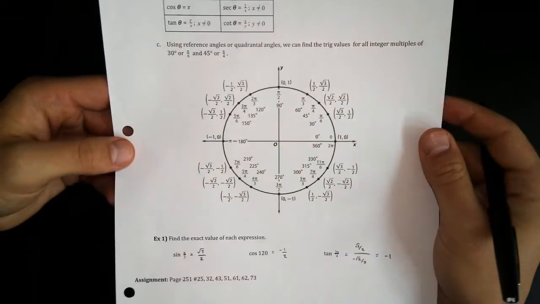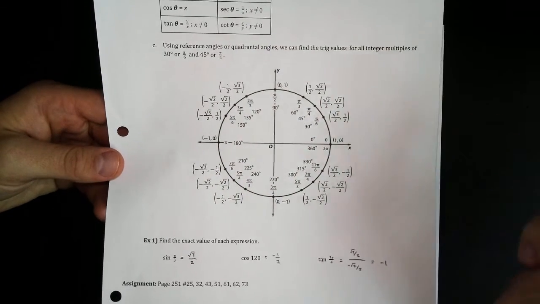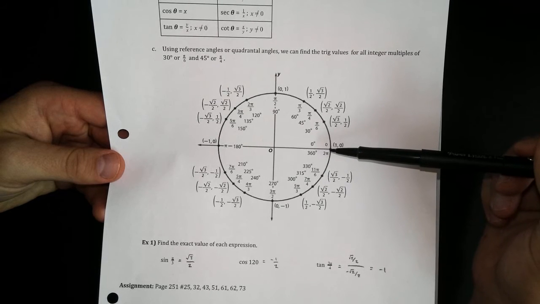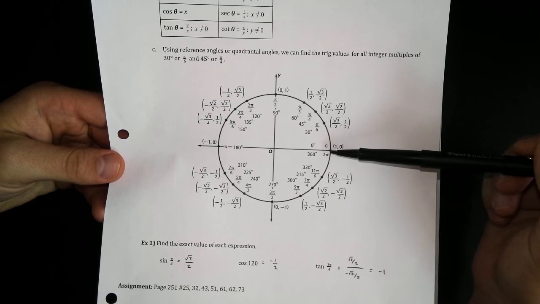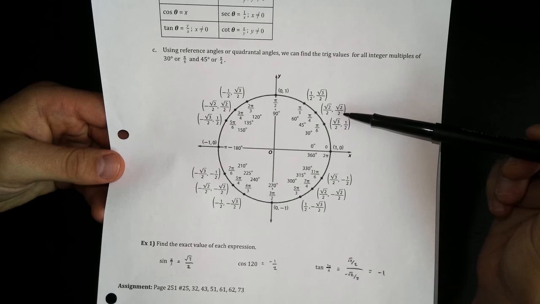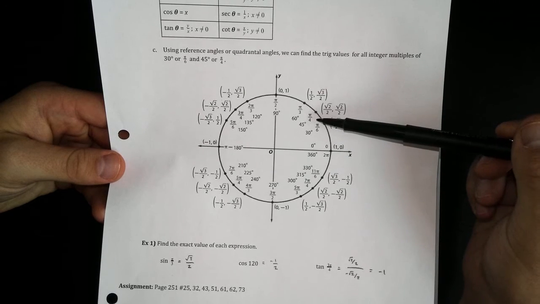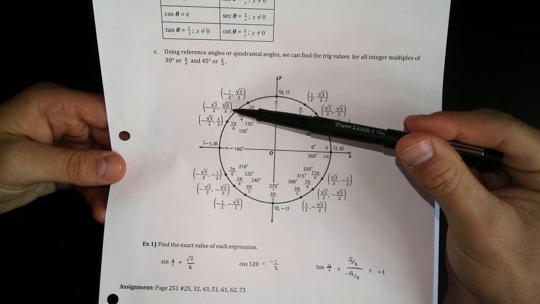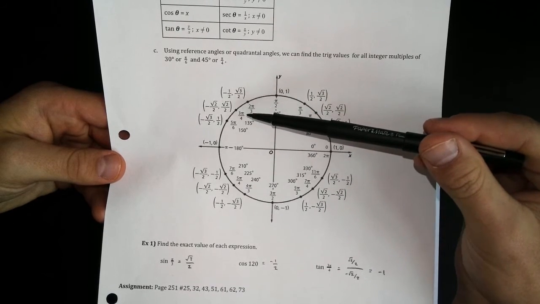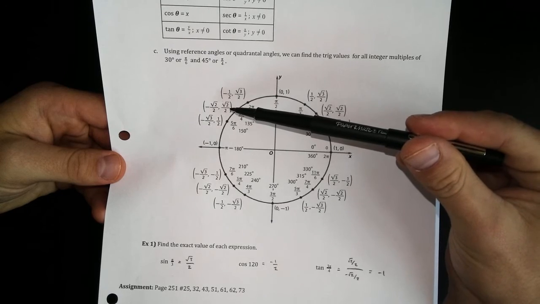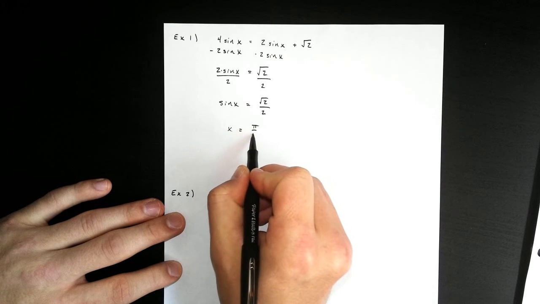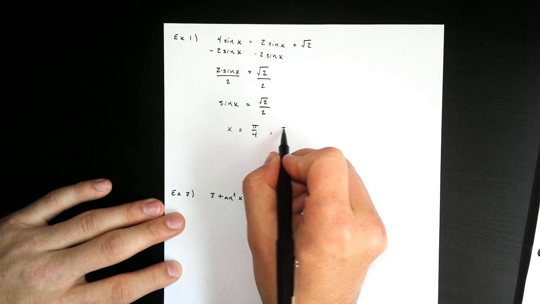But if we take a look at the unit circle, what angle is going to give me a y value of the square root of 2 over 2? So y value here, square root of 2 over 2, that's pi over 4. And then we have another one over here on this side, the symmetrical one, of 3 pi over 4. That also gives me a y value of square root of 2 over 2. So we have x is equal to pi over 4, and we also have 3 pi over 4.